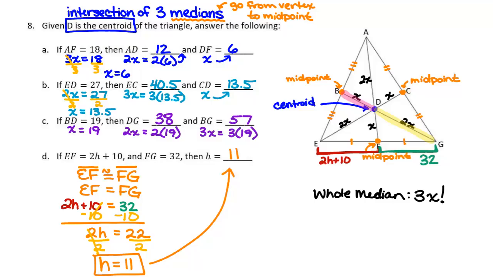Go through, label your congruences because of the midpoints first, and then label your x and 2x relationships next, before you even start looking at parts A, B, C, and D. Mark your triangle up with your x and 2x and your congruences because of the midpoints.